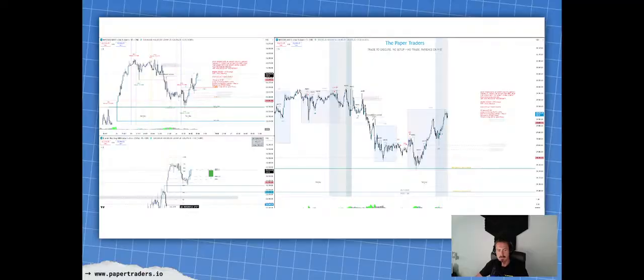If you guys are new here, in the morning we come in, we take a look at NQ, see what happened during that overnight session, and then we go from there. We see what price can do going into that New York session. So let's get into it. Let's see what we got.